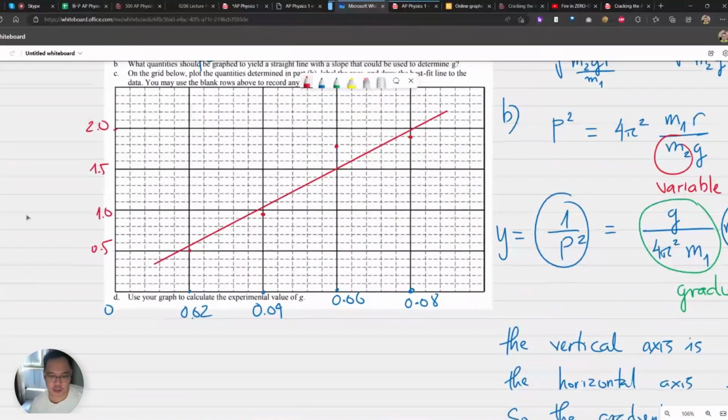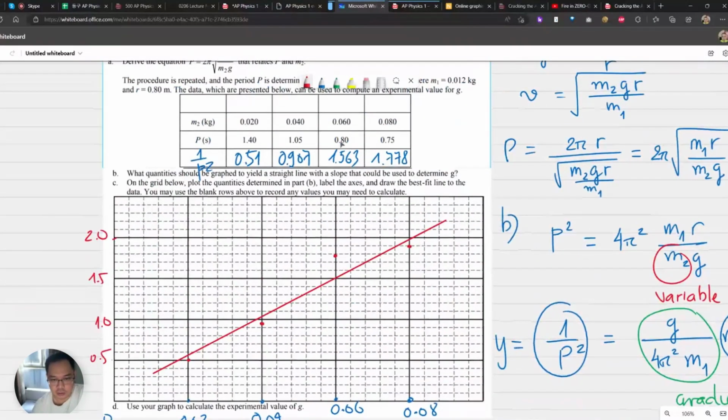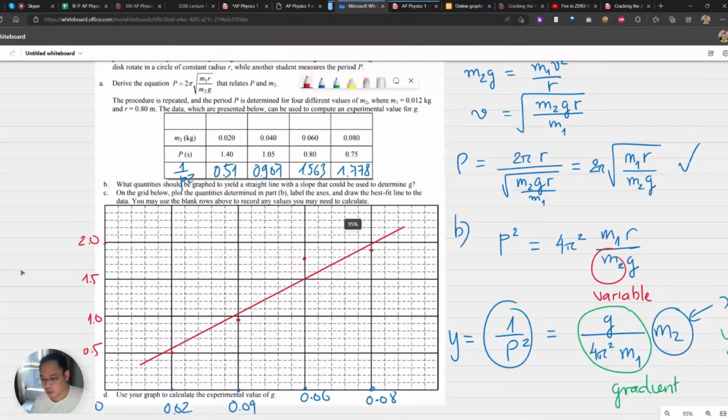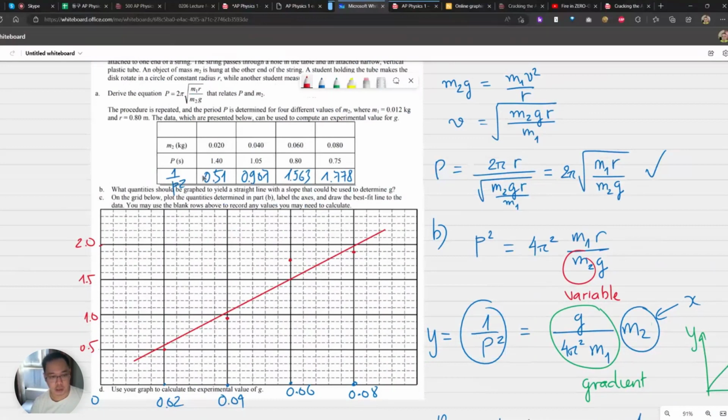For this straight line, wait, check it again. For this 0.8, 0.6, 1 over. I think you checked 1.6, wrong. I'm checking that. 0.8 squared, 1.6. Can you say again? I think you checked wrong in the graph. m2 on the horizontal axis, vertical axis 1 over p squared. The history of the calculation.